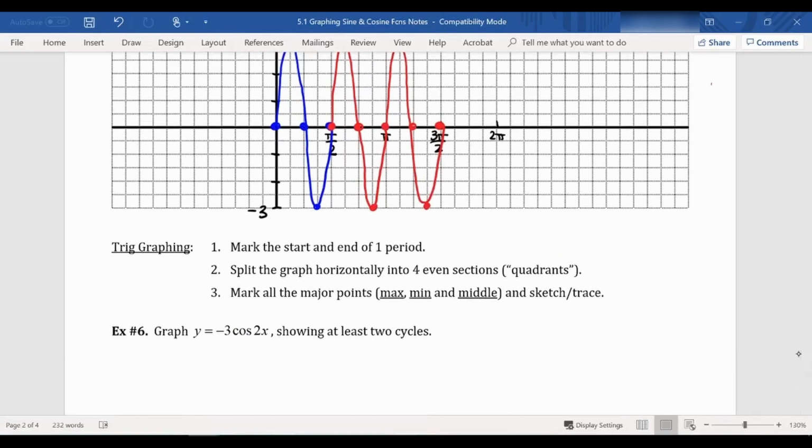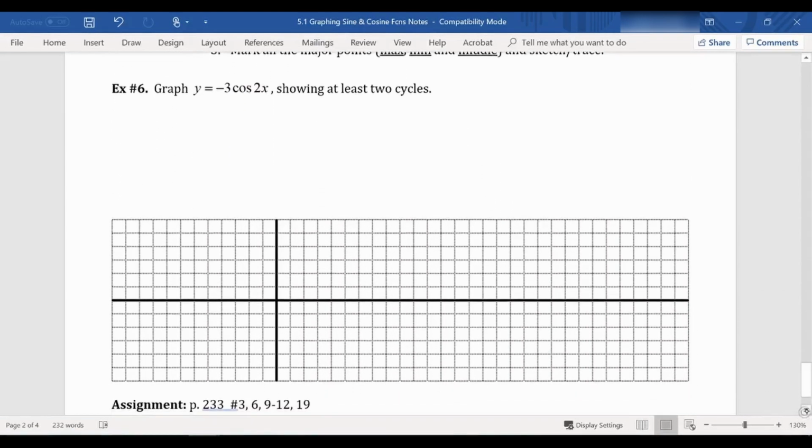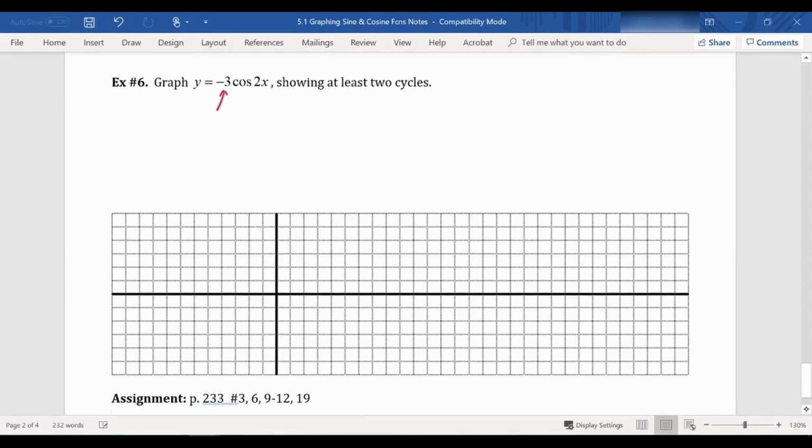So I find it easiest to mark the start and the end of one period and split it into 4 sections and then mark major points. So again, this one we're going to do 2 cycles. So we've got our amplitude at the front. Amplitude is equal to 3. Okay, so this is a vertical expansion by 3 and a vertical reflection.